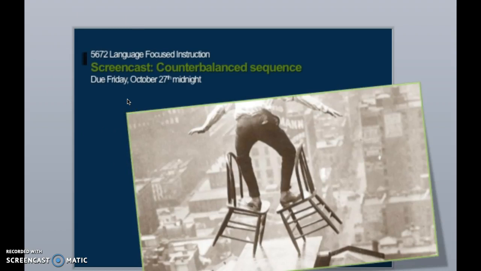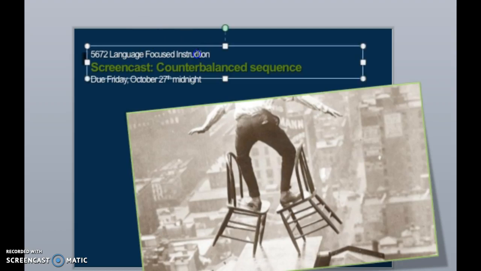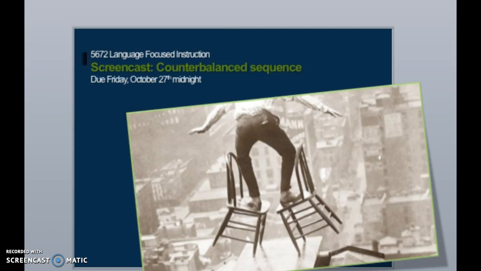That is my example of a screencast counterbalance sequence. If you have any questions about this, be sure to reference back to the language focus instruction website, Moodle site, where there is a PowerPoint outlining the counterbalance instructional approach that might give you a little bit further detail.